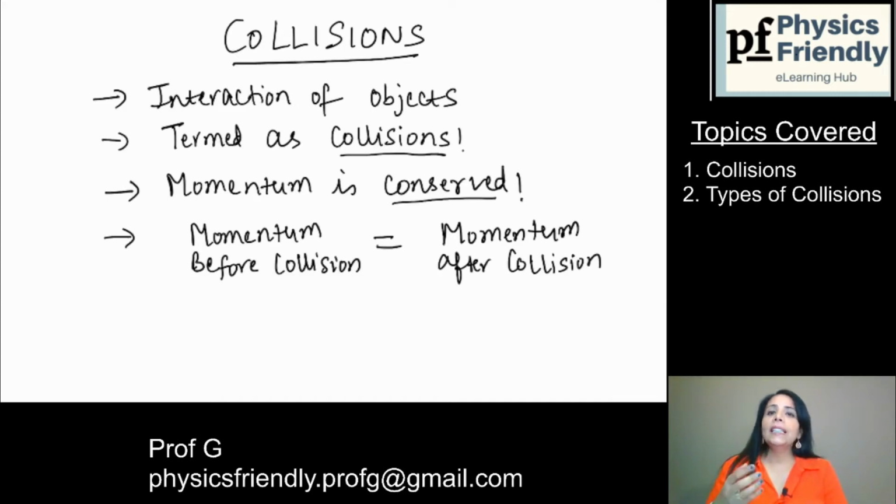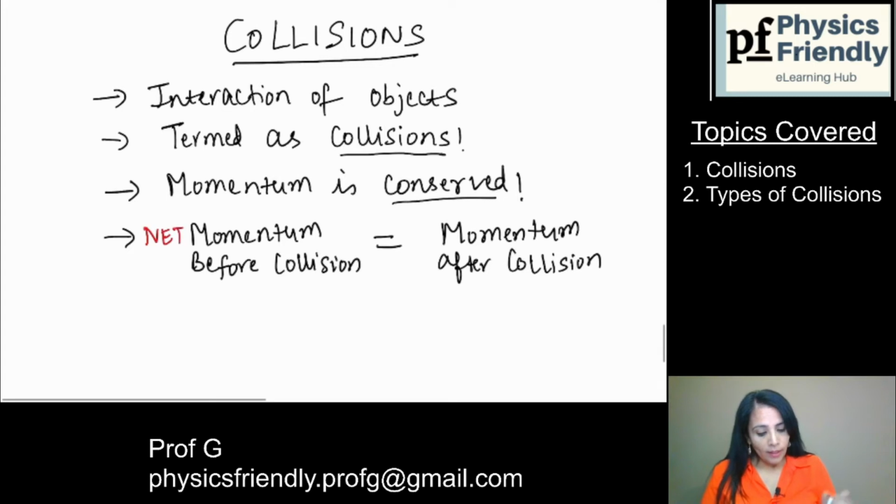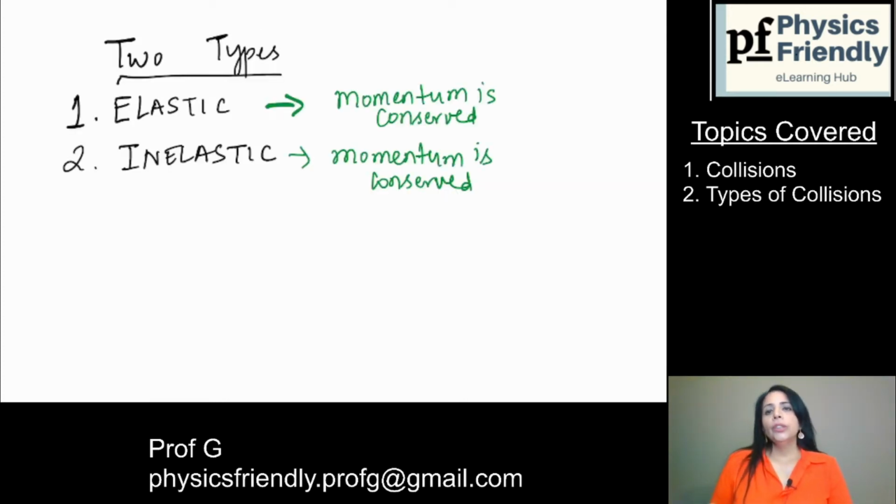Okay, collisions, right? Interaction of objects where one object exerts force on another object is termed as collisions. Now, in any given collision, momentum is conserved. So that means net momentum before collision is equal to net momentum after collision. Collisions are of two types. The first one is called elastic collision, where momentum is conserved, and the second type is called inelastic collision, where momentum is also conserved.